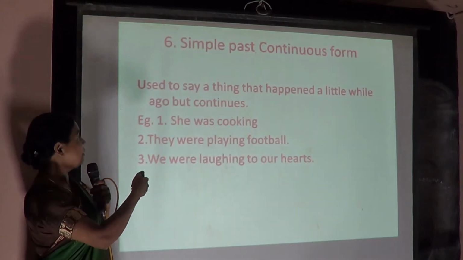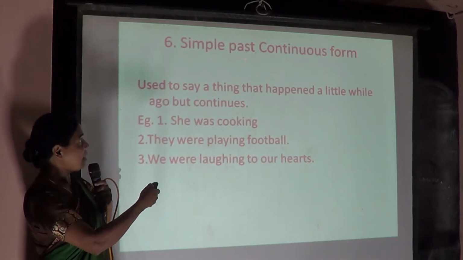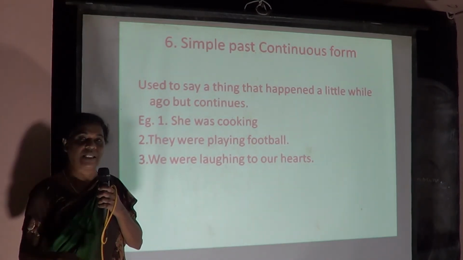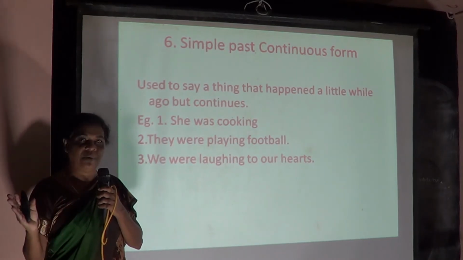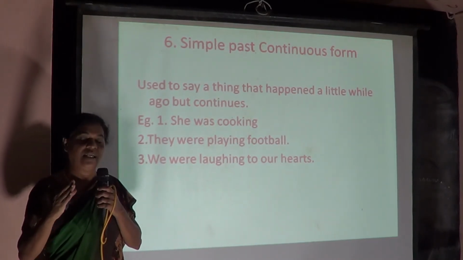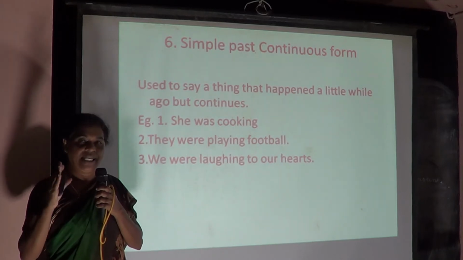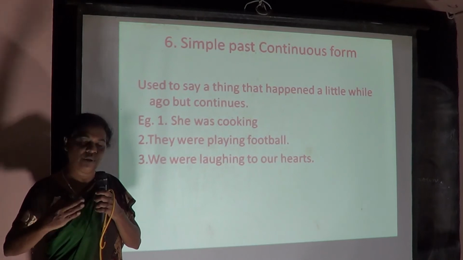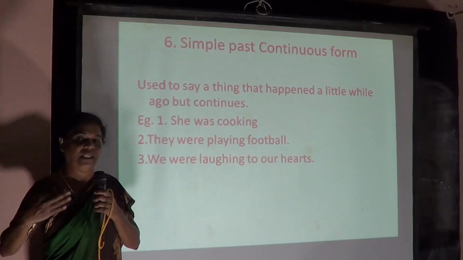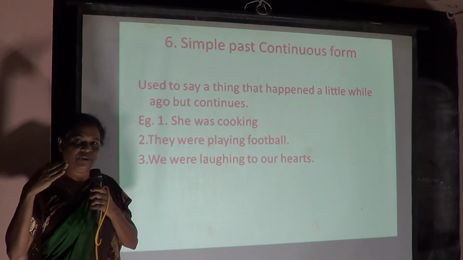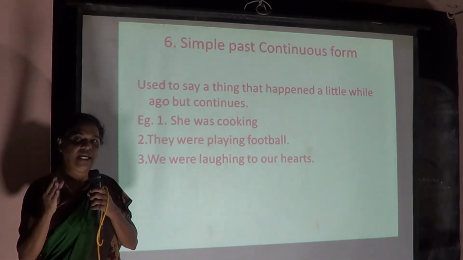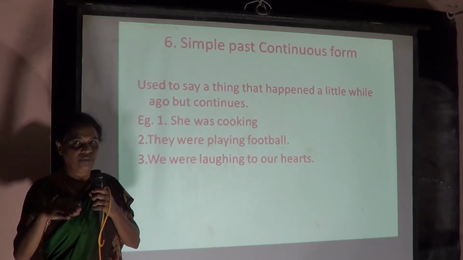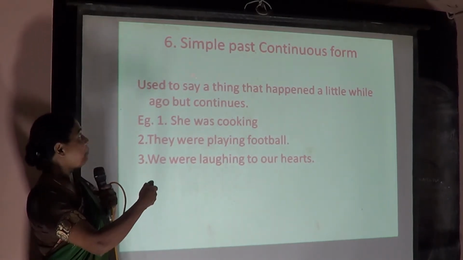So the 6th one is simple past continuous form. Already I have taught you in the previous classes, the continuous form is the ing form or progressive form. What is progressive form? It goes on, it continues, it progresses, and it's also in the form of ing. You can identify it either with the ing or with the progressive or with the continuous form.